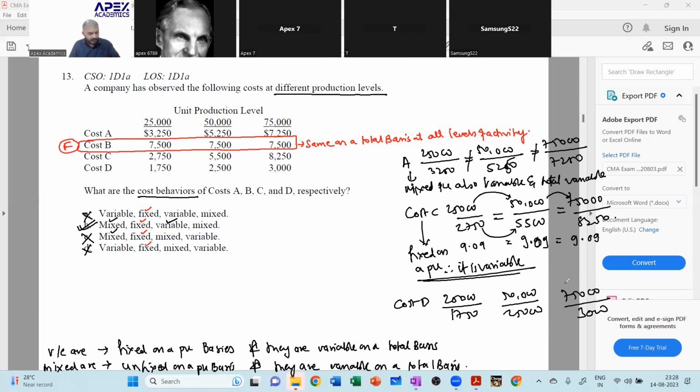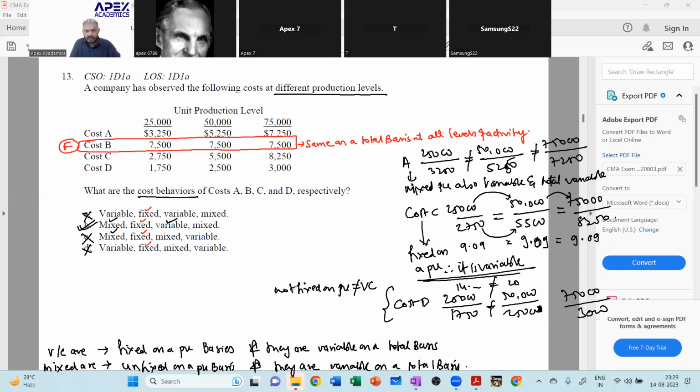So 25,000 divided by 1750, our answer was 14.28. Second case, it's 2,500, sorry, not 25,000. So it's 50,000 divided by 2,500. The answer is 20. So here it is 14 point something, here it is 20. So of course they are not equal. So they are not fixed on a per unit basis. So cost D is not fixed on per unit.